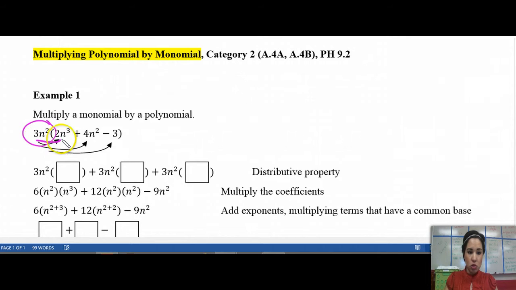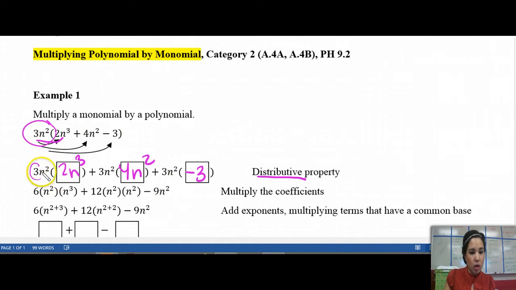So we're going to multiply that outside term by everything on the inside. First we're going to distribute. I'm going to write this: 3n squared times 2n cubed, then 3n squared times 4n squared, and then 3n squared times negative 3, using the distributive property, which we should already know. From here we take each term as if it were completely by itself, so that at the end we can combine everything together.